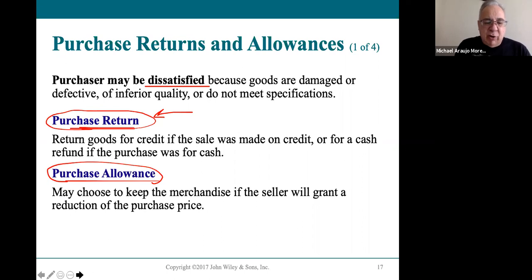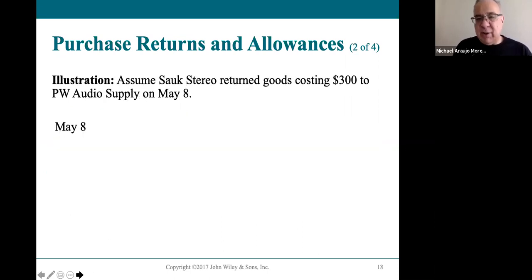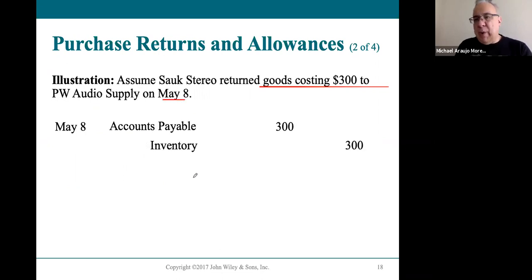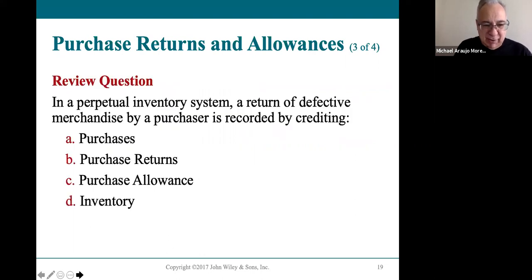How does it work in actual accounting? You're simply returning merchandise. You're simply returning inventory. So if they return $300 worth of inventory to PW Audio on the 8th of May, we would simply reverse out what we did earlier. We would debit our accounts payable and credit our inventory because we're literally sending inventory back and we're not paying for it. So we lower the liability, we lower the payable because we're not paying, and we lower the inventory because we just gave the inventory back. So on the buyer's part, it's actually quite easy to do a return. I think it'll be a little bit tricky on the seller's part later on.